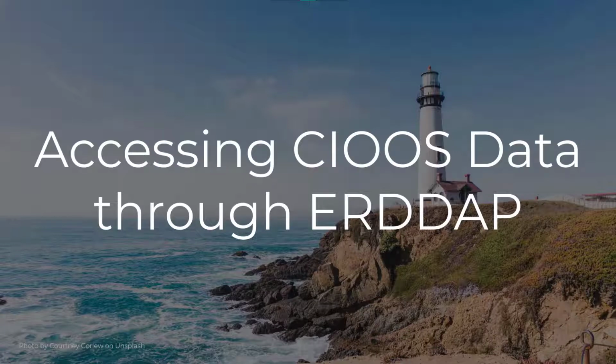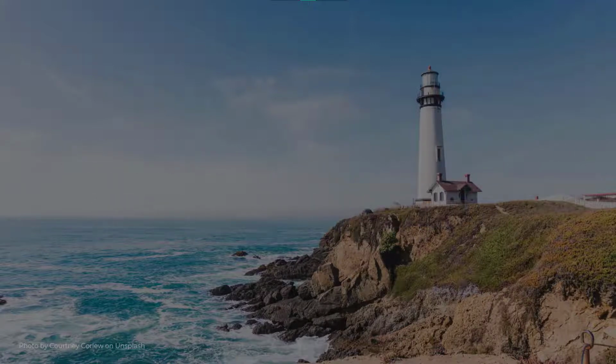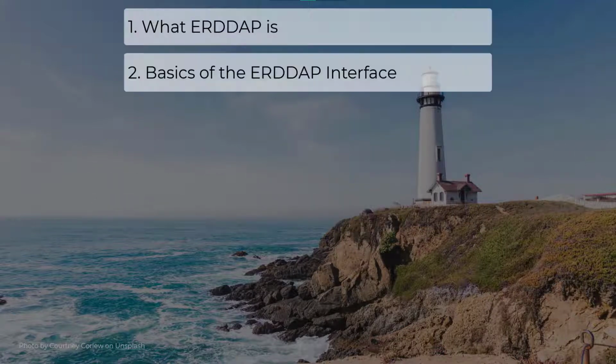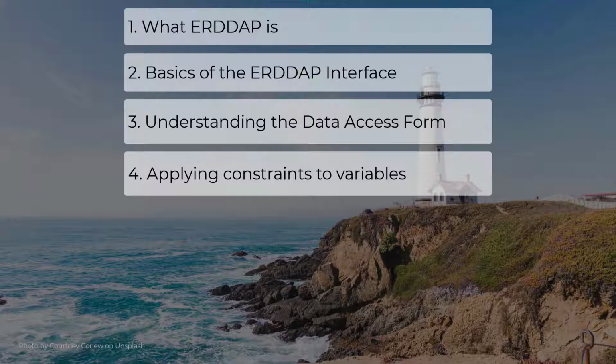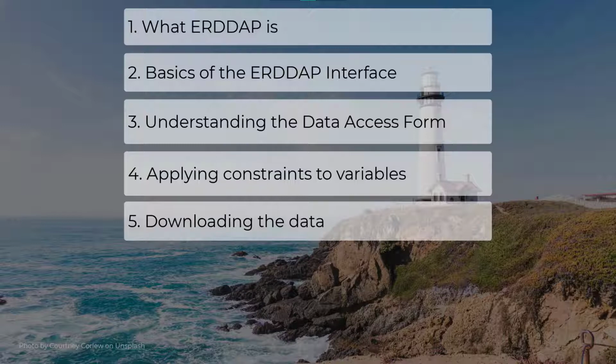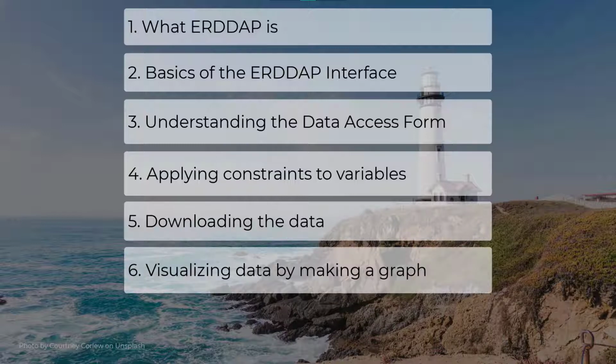In this video, we will walk you through how to access coastal and ocean data through SeaUse using ERDAP. Specifically, this video will explain what ERDAP is, the basics of the ERDAP interface, how to understand the data access form, how to customize the data you view or download by applying constraints to variables, how to download the data in a file format of your choosing, and finally, how to visualize the data by creating a graph. If you're interested in only specific sections of this video, then check the description for timestamps.